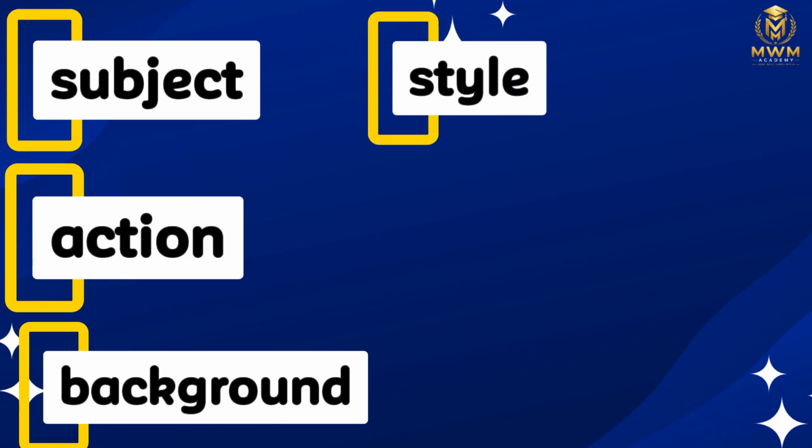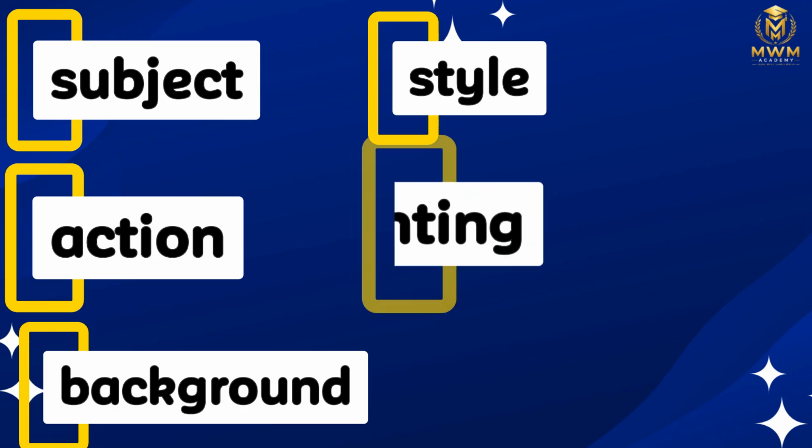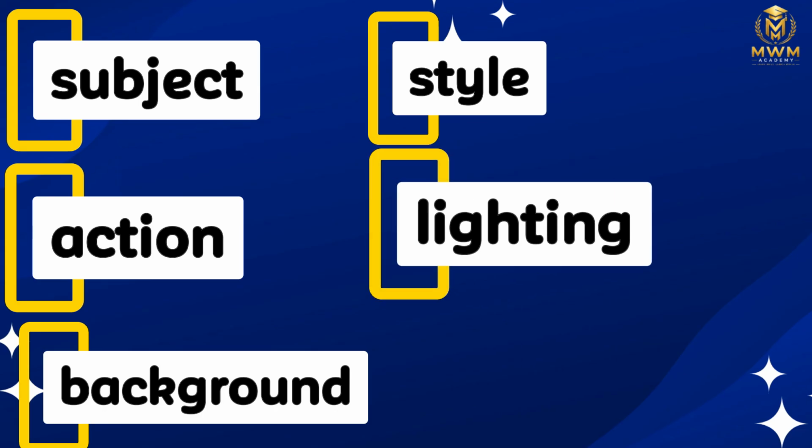The fourth one is style. How should the image look? Is it cartoon, realistic, anime, pencil sketch, watercolor painting, 3D? Put it in your prompt so that AI can give you a very good result. The fifth one is lighting. Morning sunlight, sunsets, golden hour, studio lighting. Let AI know the type of lighting you want on your image.